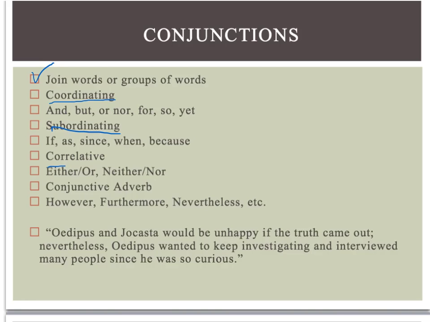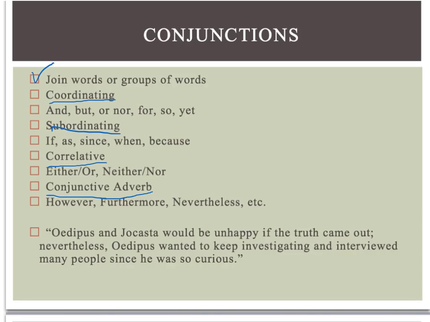Sometimes we use what are called correlative conjunctions. There are only a few of them in the English language. These are conjunctions that work in pairs, either or, neither nor. And the last type of conjunction that you run into sometimes is what's called a conjunctive adverb. These are words that are a little like conjunctions and a little like adverbs. We use them like conjunctions in that they introduce new parts of the sentence. But they're like adverbs in that they answer those adverb type questions: how, when, why, where. These are words like however, furthermore, nevertheless.